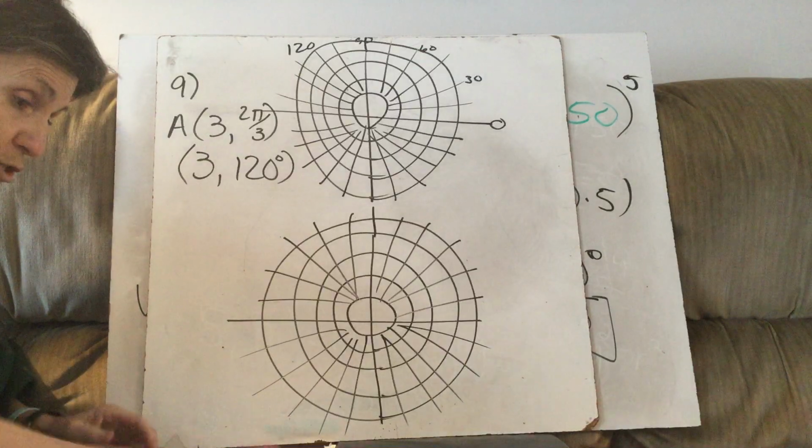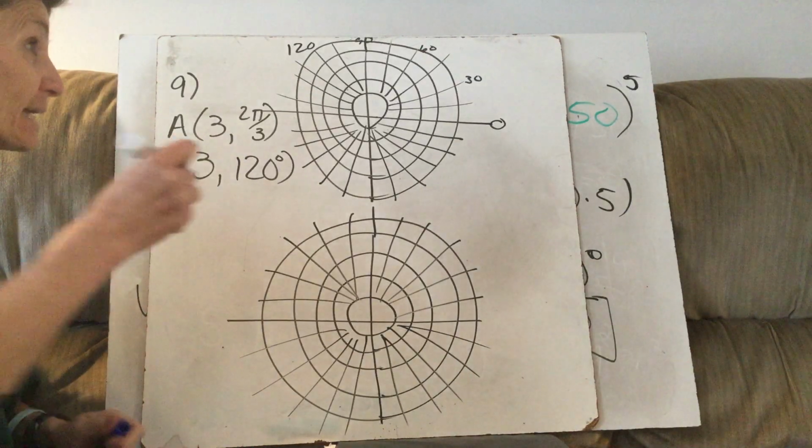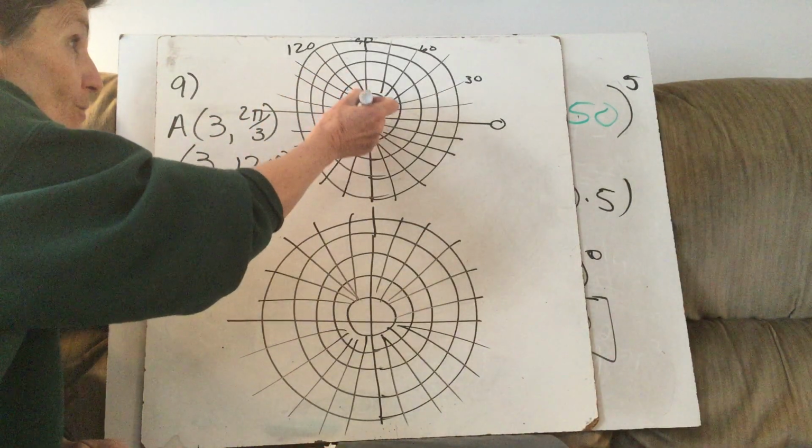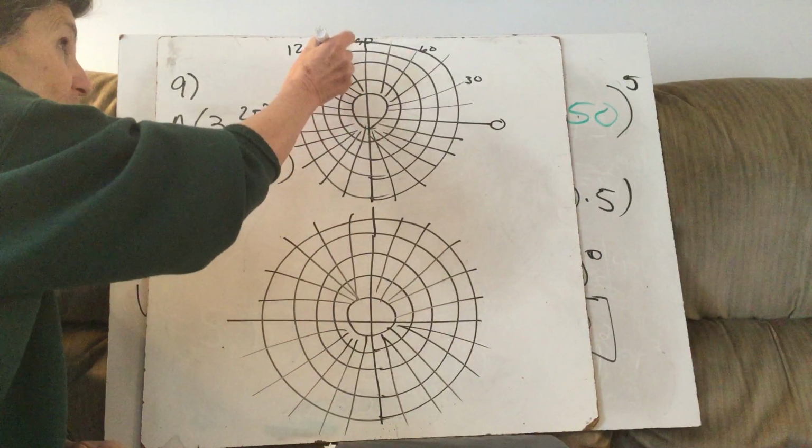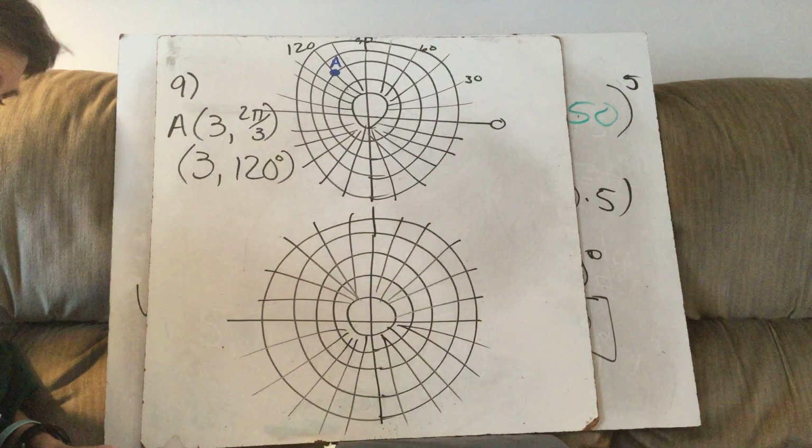So go to the 120 line and count out 3 circles. 1, 2, 3. So it's right there. That is point A. Give it a nice little A. Label it.